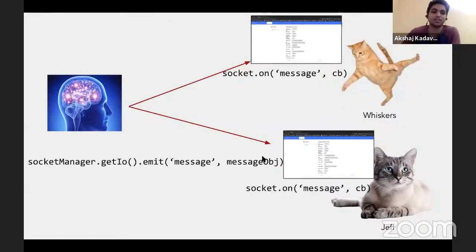So yeah, this is another diagram explaining how sockets work. You just shout the message with a title usually, and then the clients listen for the message. They listen for the title, sorry, and when they hear the title, they apply a function onto the data that they receive.